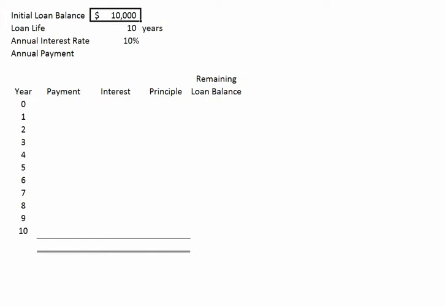In this video, we're going to explore how to build an amortization table. An amortization table shows us the interest and principal portions of loan payments on a fully amortized loan. An amortized loan is something like a car loan, in which we make equal payments and pay the entire balance off over time. Let's consider a $10,000 loan with a 10-year loan life and an annual interest rate of 10%.